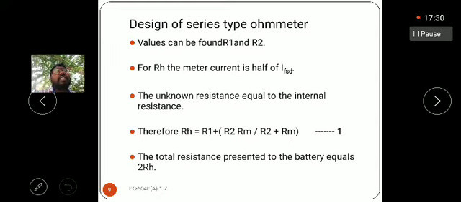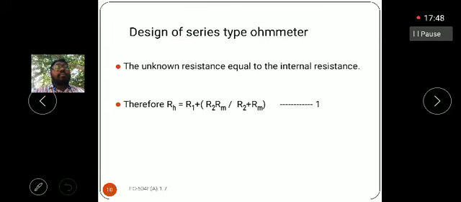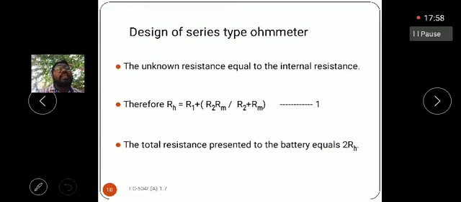The total resistance presented to the battery is equal to 2RH. That is, the total resistance presented to the battery is 2 times the internal resistance of the circuit, that is 2RH. Then the unknown resistance is equal to the internal resistance. Therefore, RH is equal to R1 plus R2 Rm by R2 plus Rm. This is the first equation.